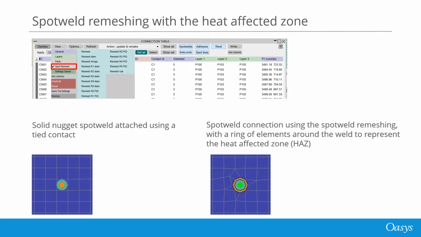Spot weld remesh is an option available in connection table. Spot weld remeshing is used to remesh the panels that are welded so the spot weld is directly meshed into them. For example, the image on left shows a normal 4 solid nugget spot weld which is attached using a tight contact. The image on the right shows the same spot weld connection but using the spot weld remeshing, creating a ring of elements around the weld to represent the heat affected zone. These elements are moved to a different part so the material properties can be different.